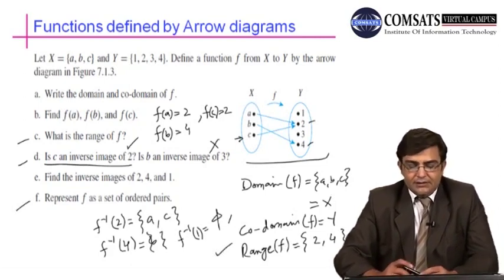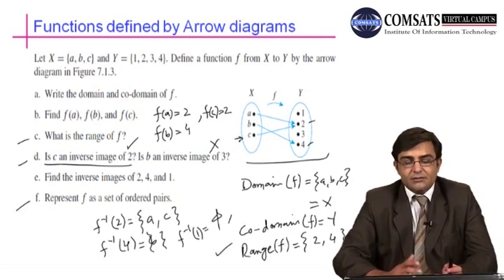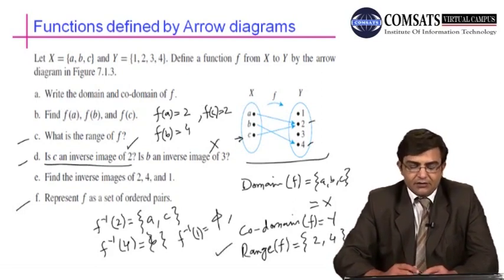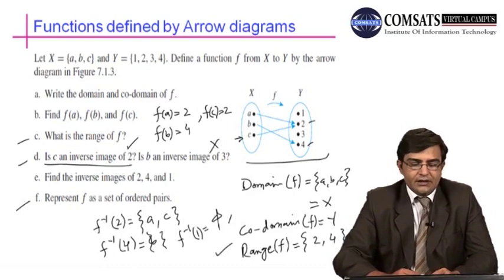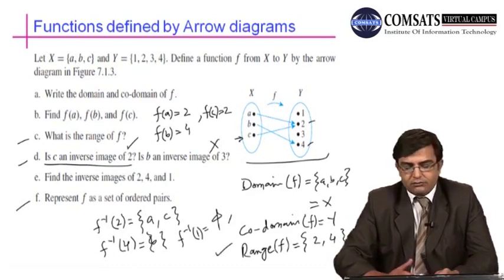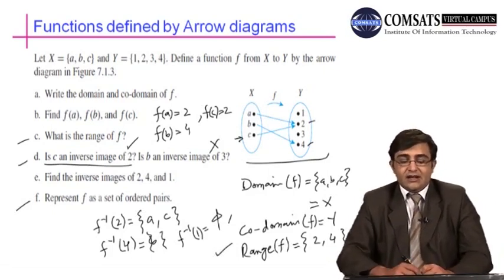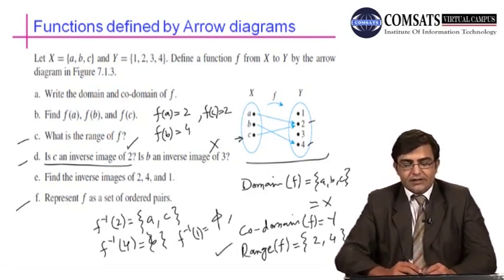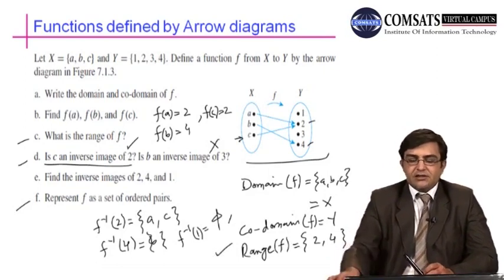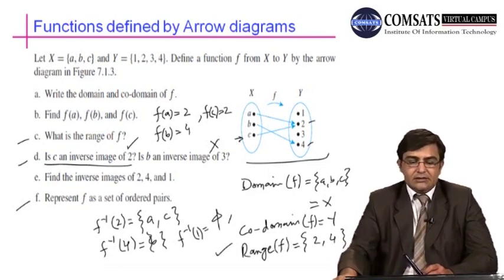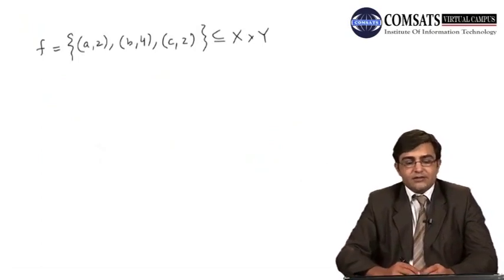I hope you understand the basic calculations involved in functions. What is image, what is pre-image or inverse image, what is range, what is codomain, what is domain, and how we can represent a function or a relation. This is a relation which satisfies two additional properties. And how we can represent a function in the form of a set of ordered pairs.